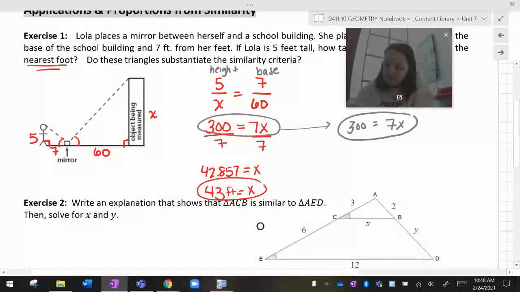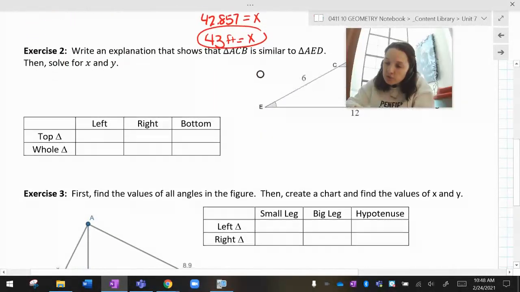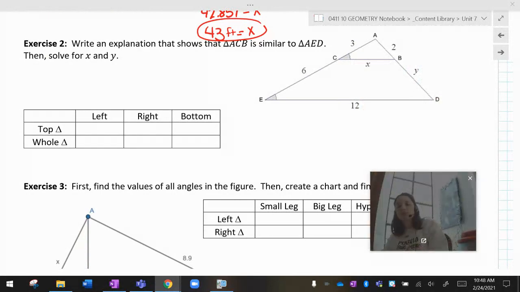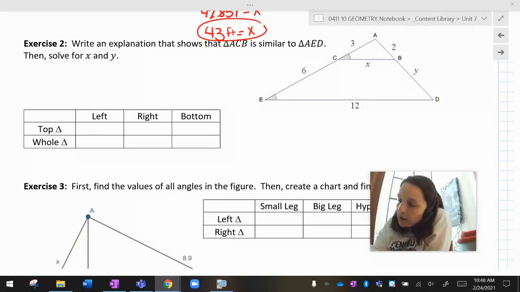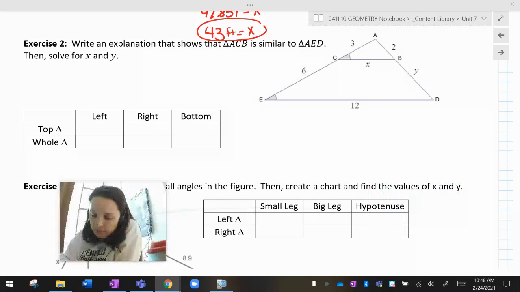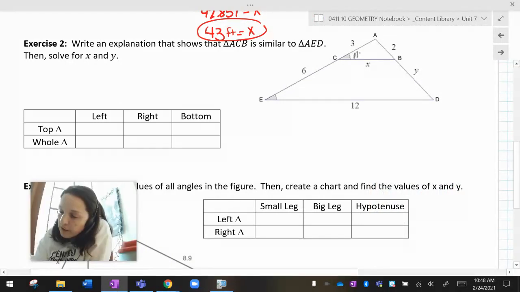All right, what do we have next here? Write an explanation that shows why triangle ACB is similar to triangle AED. ACB is this top triangle over here, and I want to know why this top triangle is similar to the entire triangle. Well, they have an angle that's marked here.